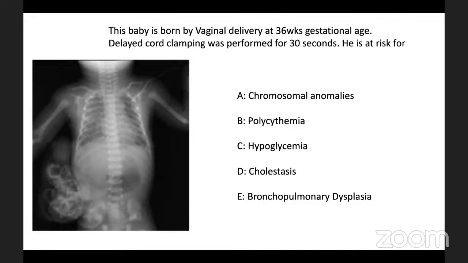And then polycythemia, I don't know why someone said polycythemia. Any term baby, it's not a risk for polycythemia. Hypoglycemia, there is no clue that the mother is diabetic or any other clue here. And a 36-weeker obviously will not have bronchopulmonary dysplasia. So I hope this has cleared the answer.